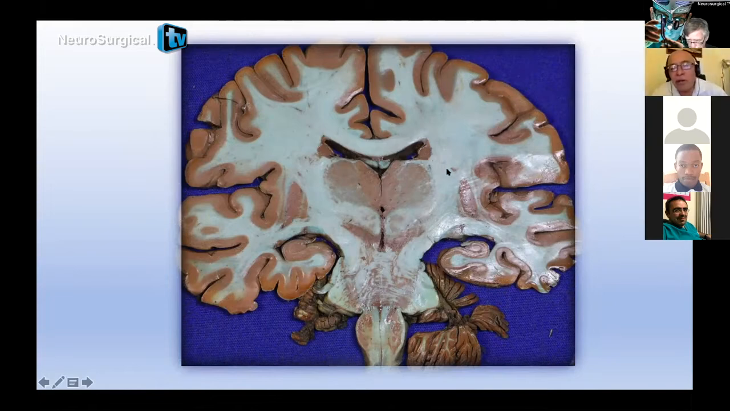What is this tract? This is a question. Can you see this tract? This is the other one. This is a corticospinal tract.